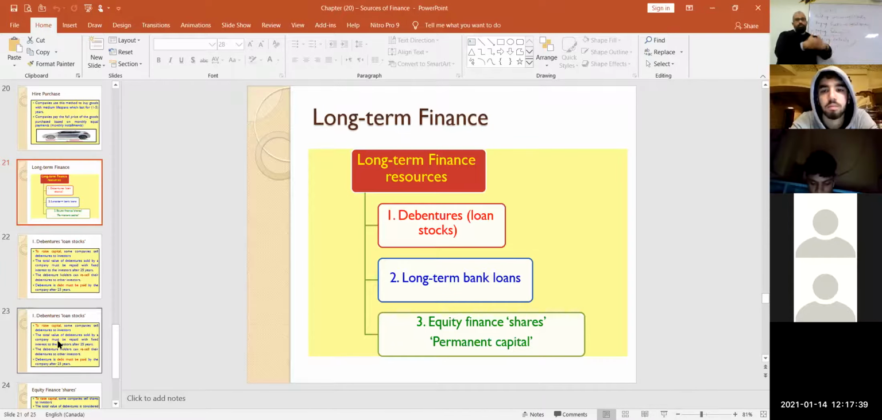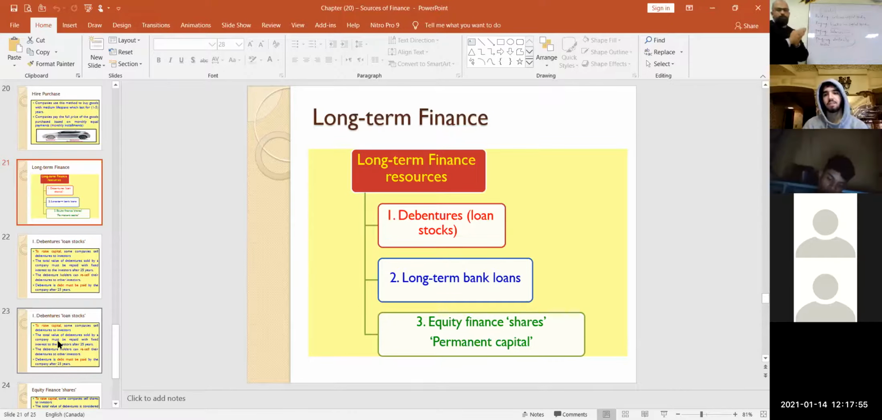We're not going to buy trucks every month. We're going to buy them only once in a while. So the trucks are a type of long-lived asset. For a long-lived asset, we use only the long-term sources of finance.